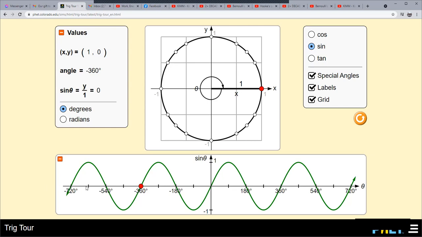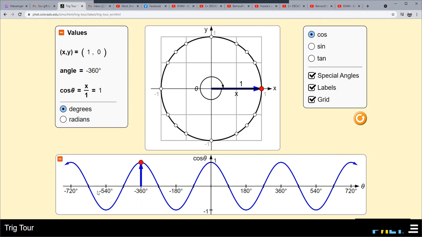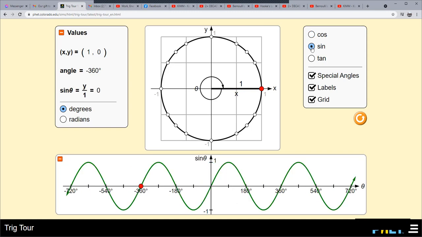Those are the special angles. But for the cosine, you have other special angles like the 360 degrees. For the sine, these are the special angles that we have. Let us try removing it, going from the origin. From the origin again, let's try moving it the other way around.